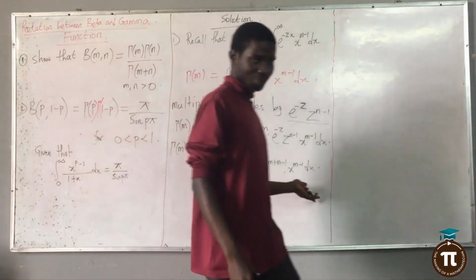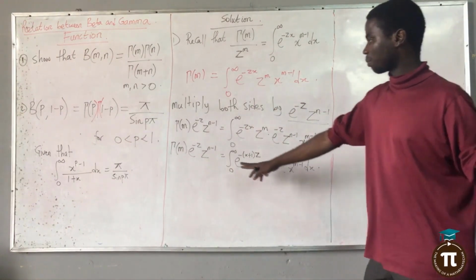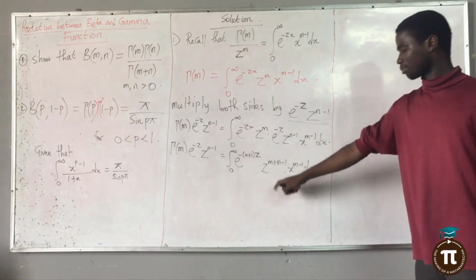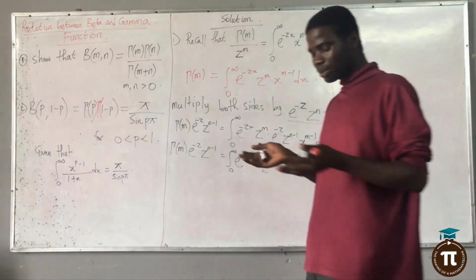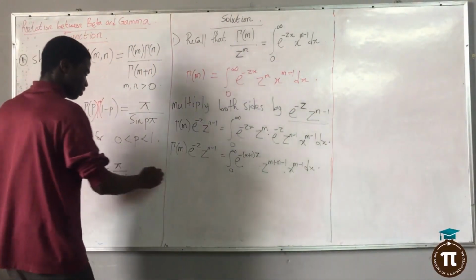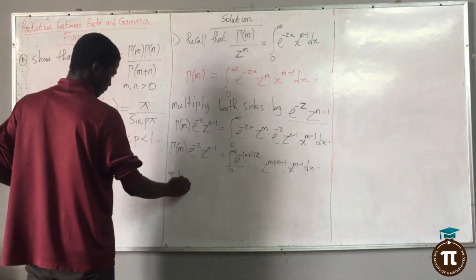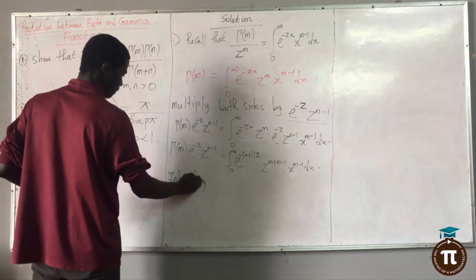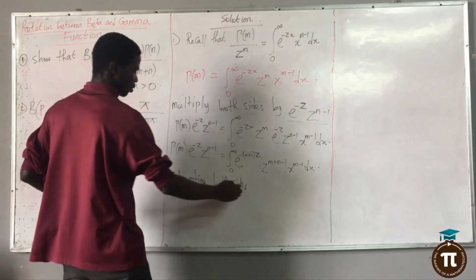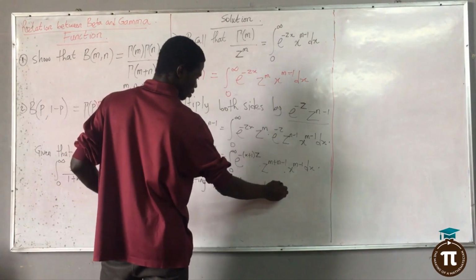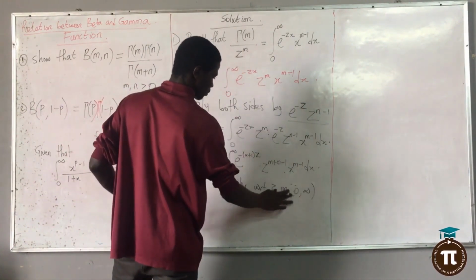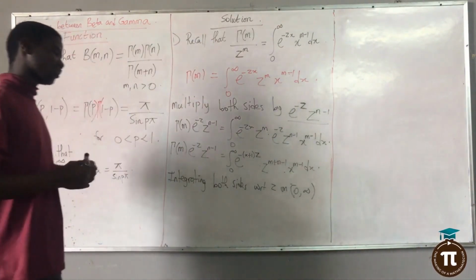Just follow through what we are doing. We only multiplied by e raised to the power of minus z, z raised to the power of n minus 1, and you will have it here. So this is what we have. Then I will integrate both sides with respect to z on the interval from 0 to infinity.